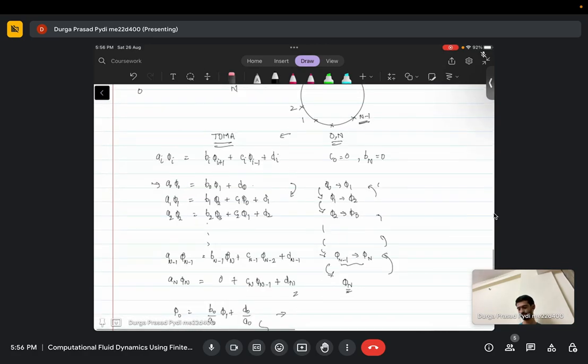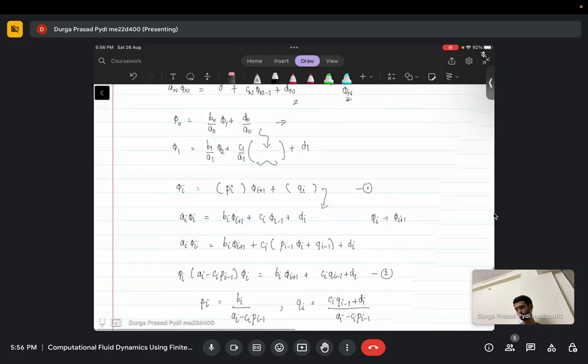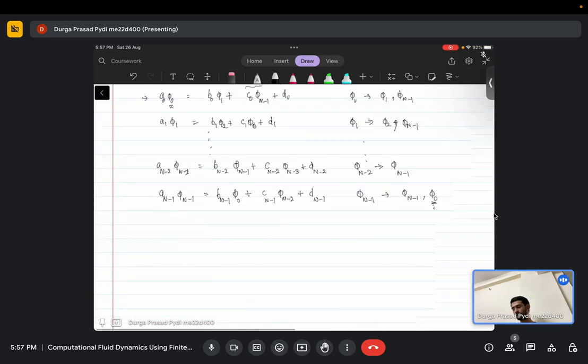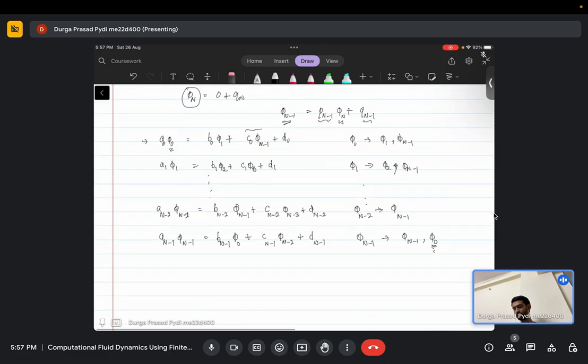I want you to answer this. So this is the form we have taken previously: phi i is always expressed as a function of phi i plus 1 times some coefficient plus some constant. When we try to substitute back, these are the type of equations we get. But now it's slightly different. Whenever you try to substitute, you have both a function of phi i plus 1 as well as phi n minus 1.